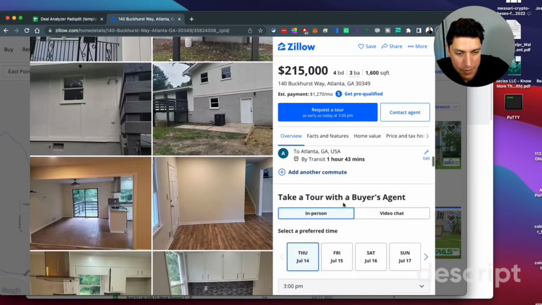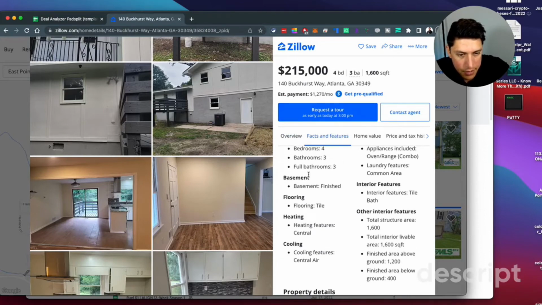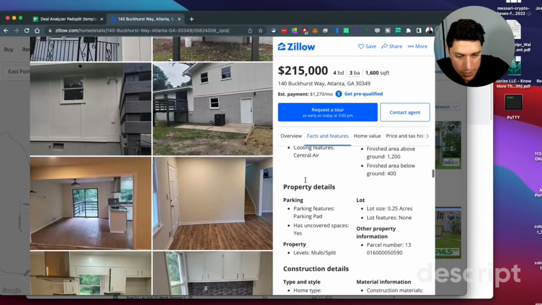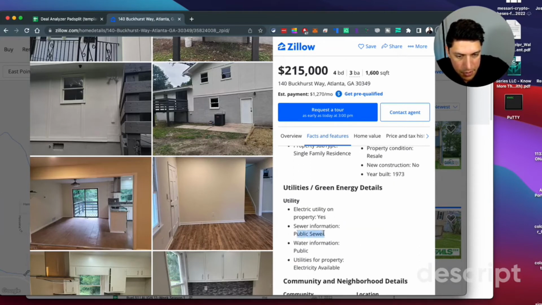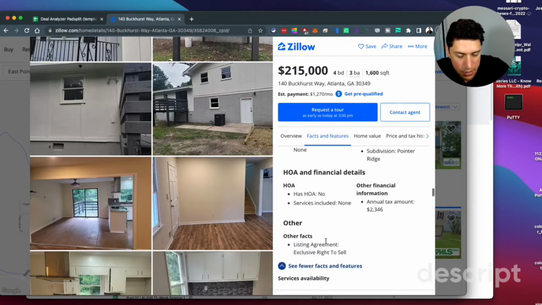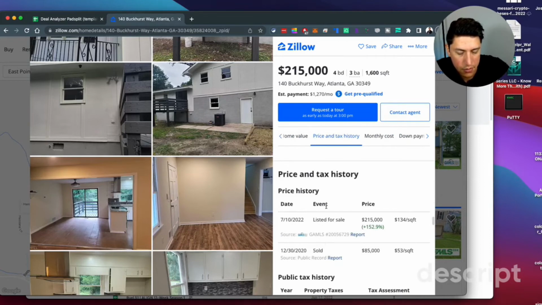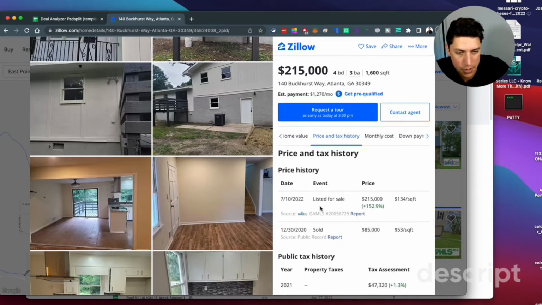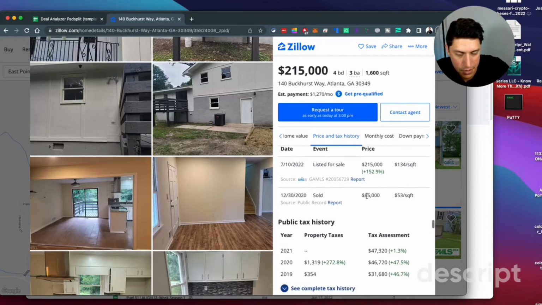Okay, down at the bottom, a few things I check. So I want to see if it has central air. I want to see if it's public sewer, if it's on septic. I want to make sure it has no HOA. And then down here, checking out the previous price history is interesting. So you can see what it's listed for sale at, when it's sold. I mean, crazy, right? Sold for 85 grand back in 2020.